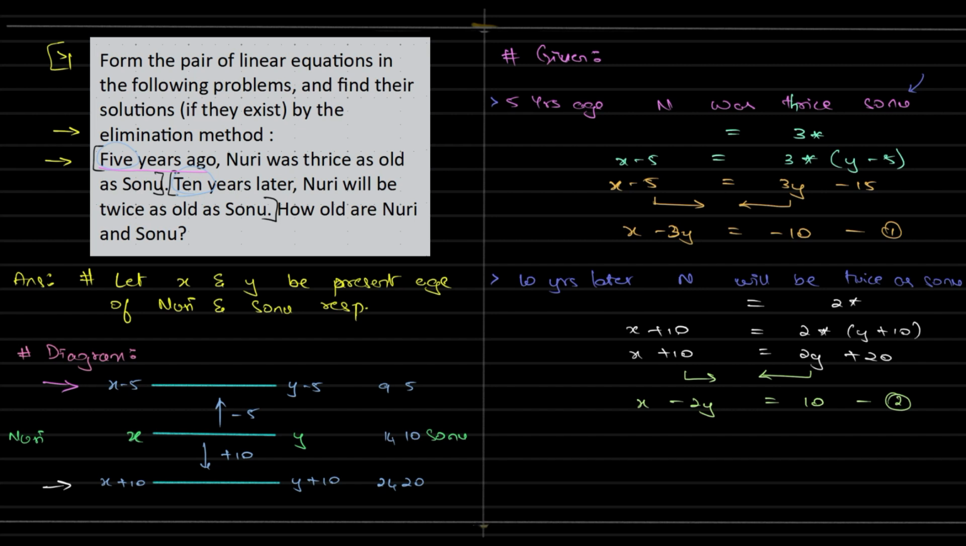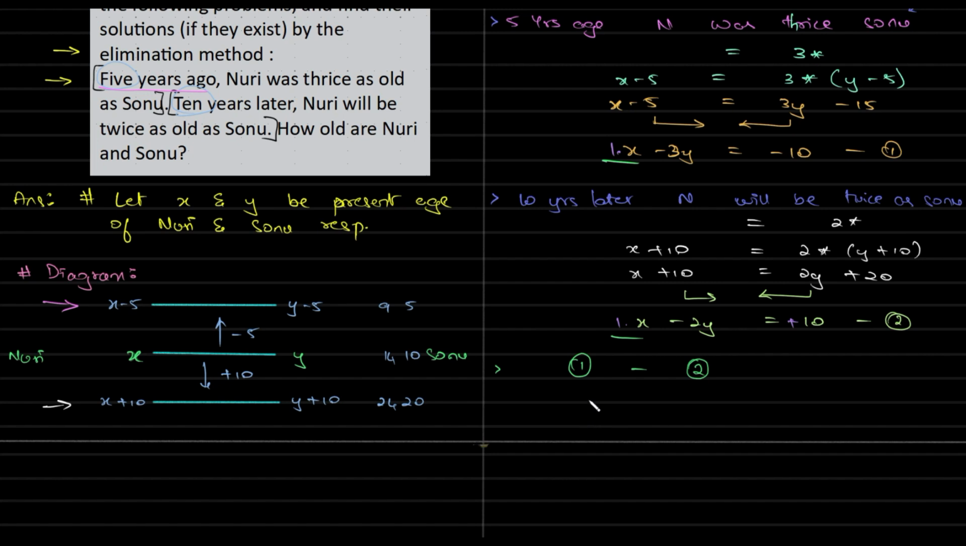Now, the elimination method dictates that we look at the coefficients: 1, minus 3, minus 10, and 1, minus 2, plus 10. Which is the easiest pair? The easiest one is 1 and 1. Should we find the LCM? Not required, it's already equal. Should we multiply anything? Again no, it's already equal. Now we have to decide if we add or subtract these two equations. Well, we need to subtract, as both have the same sign.